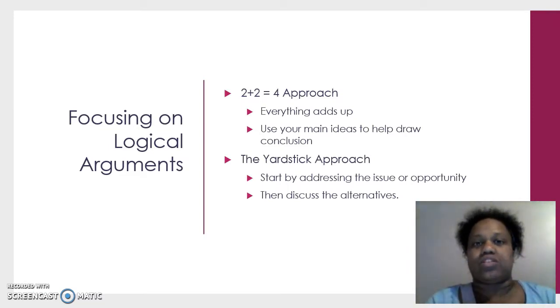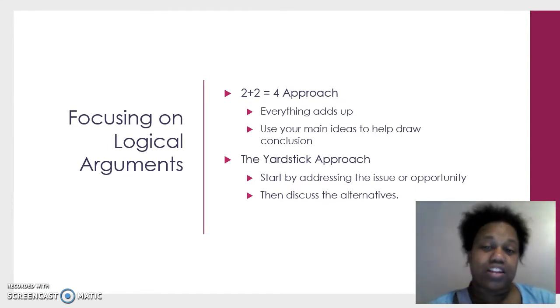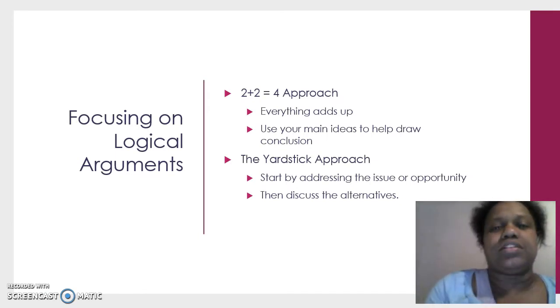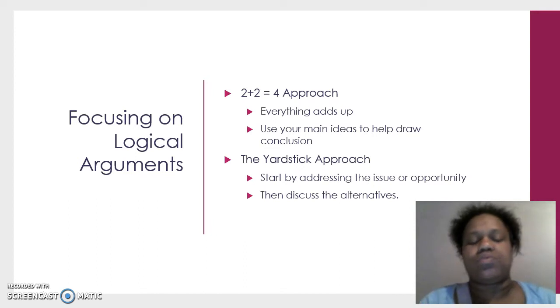Use main ideas to help draw your conclusion. So you can use maybe some stats that you've collected, or use another person's business strategy to show how it's worked for their company. The yardstick approach was another approach that was discussed in the book. However, there was some negativity about the yardstick approach, and you have to be careful how you address it. Start by addressing the issue or opportunity, then discussing the alternatives. It can become a little bit sidetracked or one-sided.